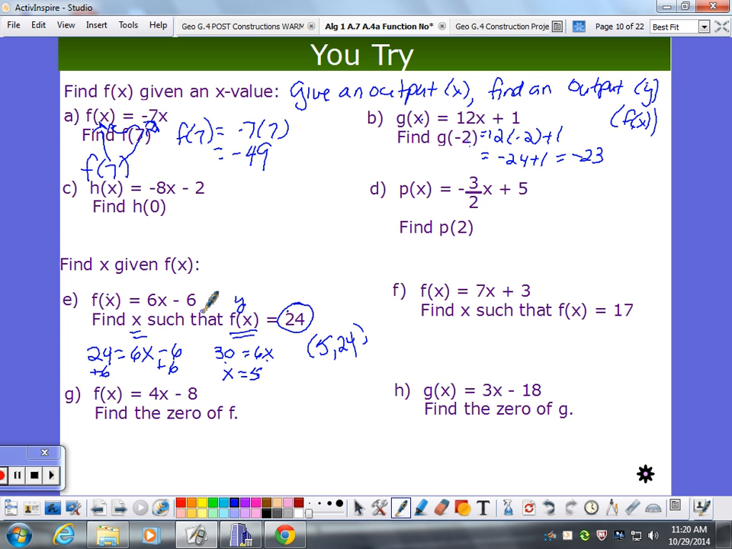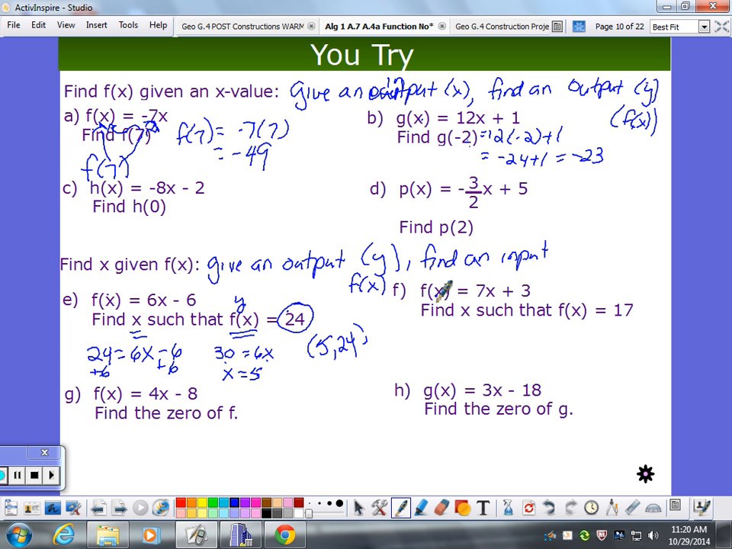So now, given this one, I'm giving you an, let me say it right, an input. So now I'm giving you an output. I'm giving you the y value. I'm giving you the f of x value. Find the input. So on the other one, it tells you what to say. F of x is 24.